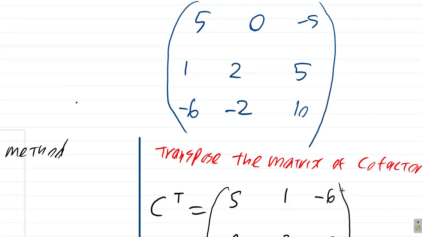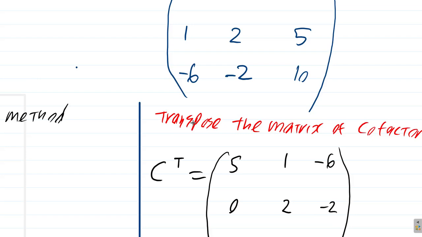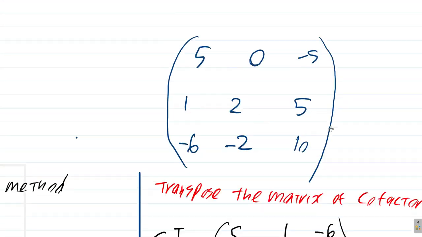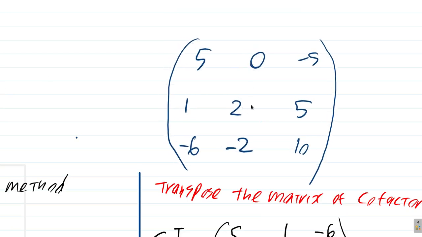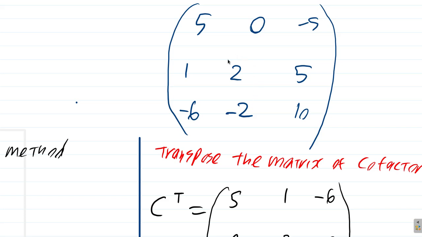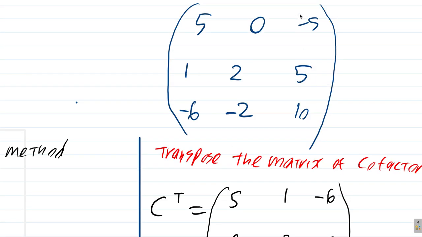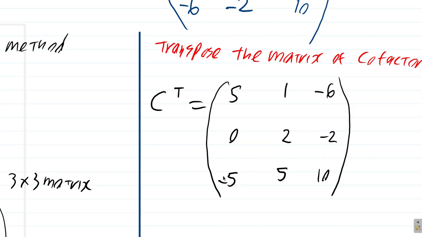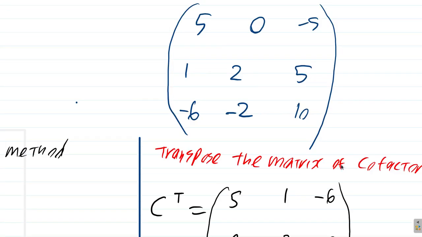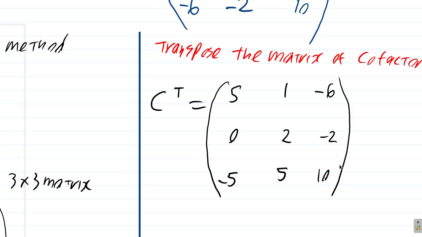Now automatically you see that column 1, 5, 1, negative 6 going down becomes row 1, 5, 1, negative 6 going across. Column 2, 0, 2, negative 2 becomes row 2, 0, 2, negative 2. And column 3, going down, negative 5, 5, 10 becomes row 3 going across, negative 5, 5, 10. So that's the transpose. Alright?